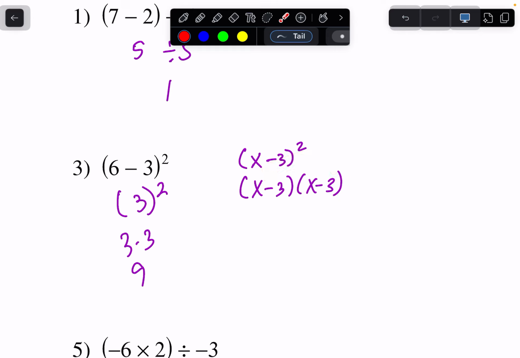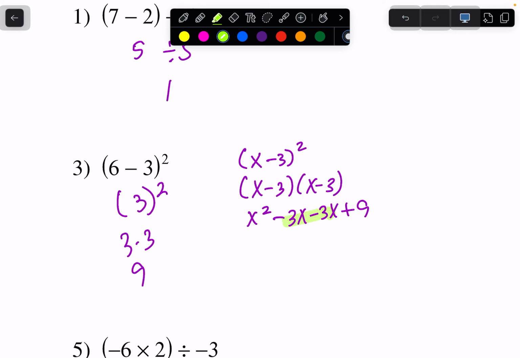Now let's talk about the distribution rules. The x would multiply by both of those. So x times x, x squared, x times negative 3. Then the negative 3, and take the negative with it. Negative 3 times x, negative 3 times negative 3. So that's negative 3x plus 9, because that negative 3 times that negative 3 is a positive. And then you can combine some like terms.